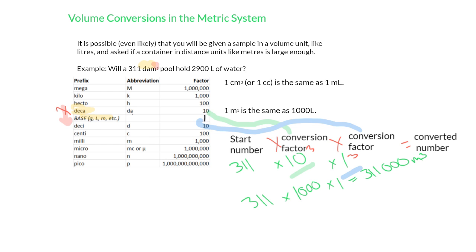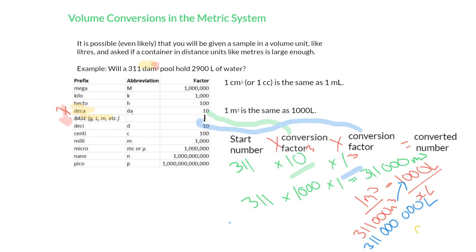Then I have to change that cubic meters into liters. I know 1 meter cube is equal to 1,000 liters. And I have 311,000 cubic meters, and I don't know how many liters that's going to be. So I'm just going to call it X. Then I'm just going to cross multiply, and it's going to give me 311 million liters. So it's A-okay. That pool is more than big enough to hold 2,900 liters.